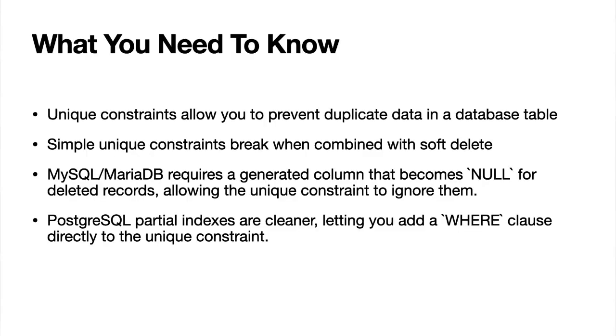As a brief recap, unique constraints allow you to prevent duplicate data in a database table. Simple unique constraints break when combined with soft deletion. MySQL requires a generated column that becomes null for deleted records, allowing the unique constraint to ignore them. Postgres partial indexes are cleaner, letting you add a where clause directly to the unique constraint. I hope this look into unique constraints will help you prevent duplicate data bugs in your applications.